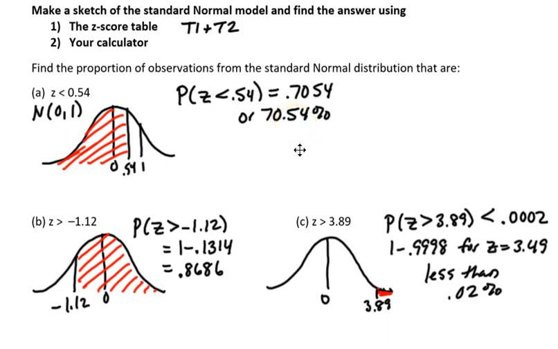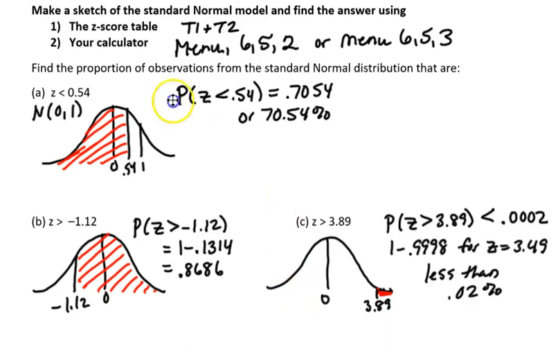So on your calculator, just to write this down for reference, you're going to go to Menu 652 or Menu 653 for these problems. Okay, so we'll do this together on your calculator and you'll see what that means. I'm double checking. Yeah, that's correct. Okay, so the first problem, we're trying to find the probability of z being less than 0.54.